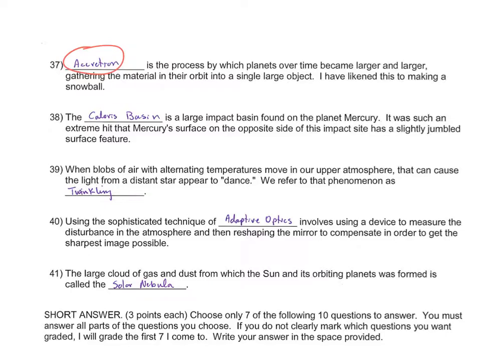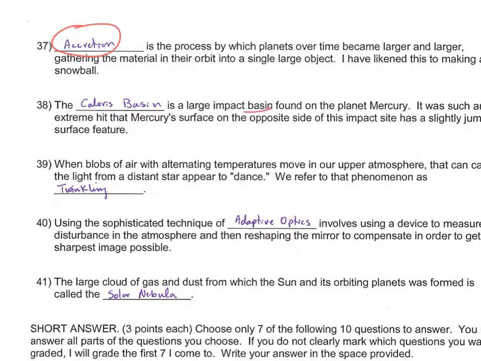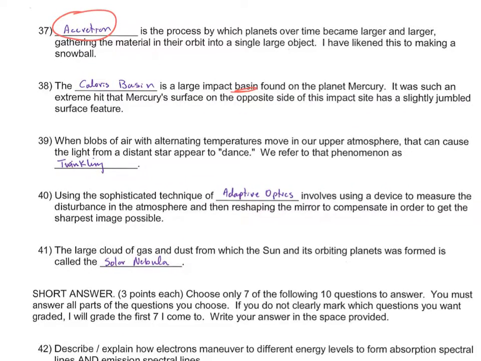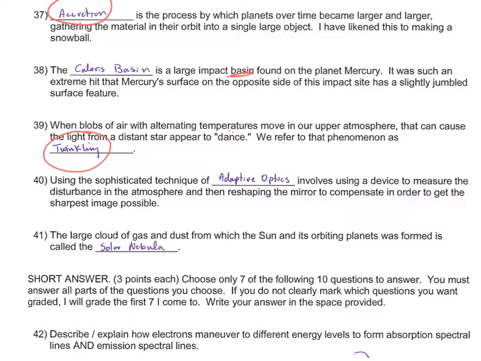Caloris Basin is the impact basin or crater found on Mercury, so crazy of a strong impact that it jumbled the rocks on the other side. Twinkle little star actually is what stars do from our perspective, and that's related to blobs of air with alternating temperatures moving at higher elevations, moving between us and the star.